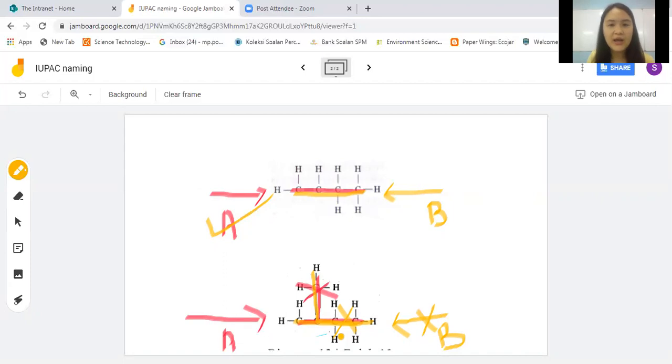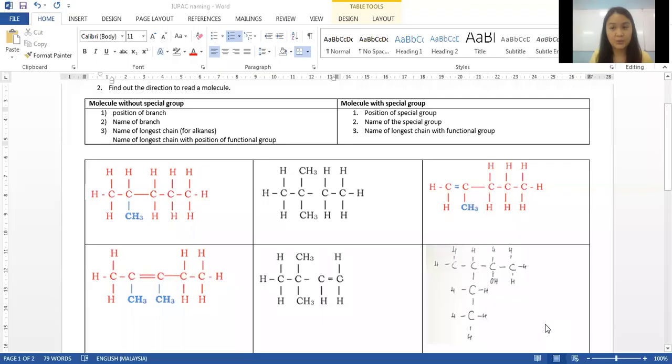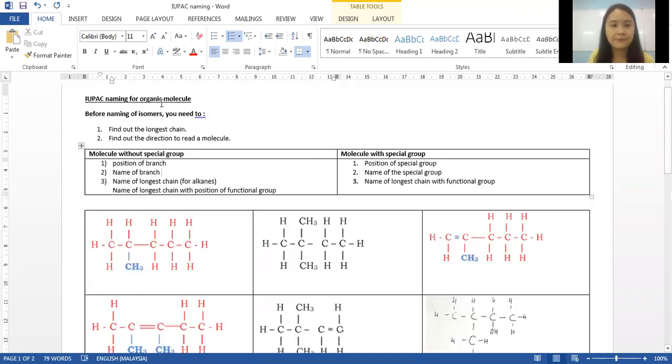All right, to continue on, now I will do another sharing. I will be doing the sharing using the Word document. With the whiteboard just now, I've taught you how to look for the longest chain of the molecule and how to decide the direction, how to read the molecule.